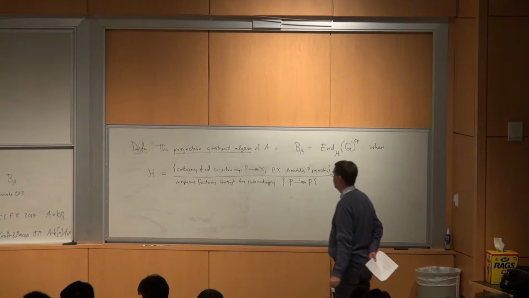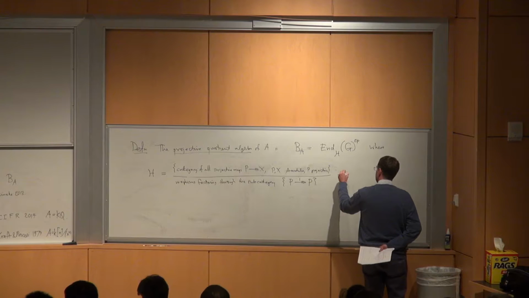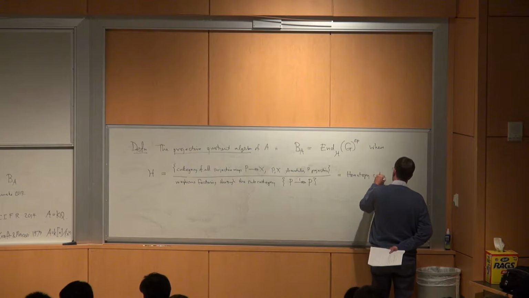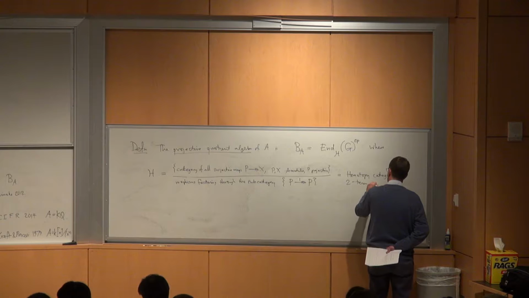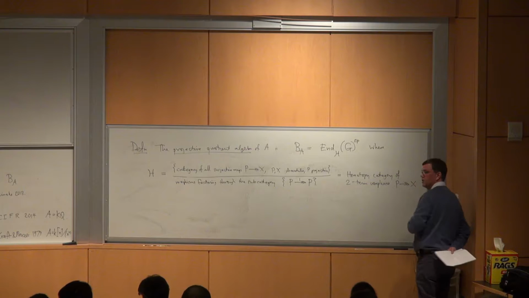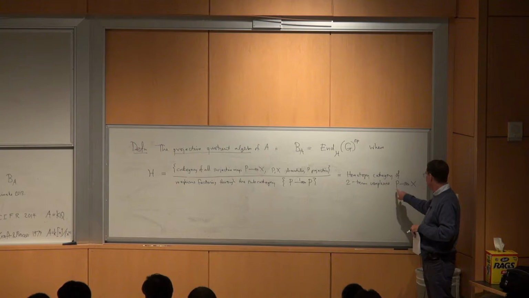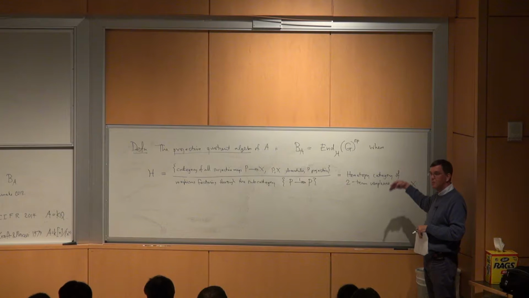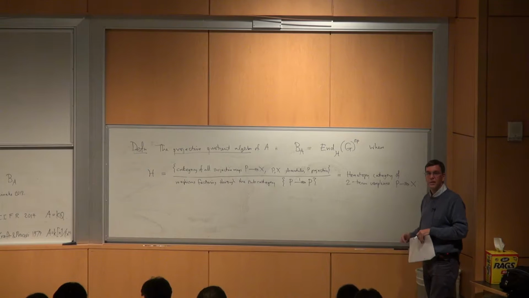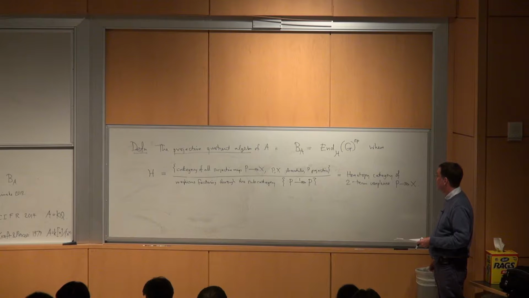Okay, or another way of thinking of this, this is the homotopy category of two-term complexes. P mapping onto X. So the homotopy category deals with all complexes of modules. We only want complexes with two terms. The rest of the terms should be zero. And we want a projective mapping onto some module. And when you take the homotopy category, you factor out by all maps that are homotopic to zero. And that's the same as factoring out by that subcategory. And now that's the category H.